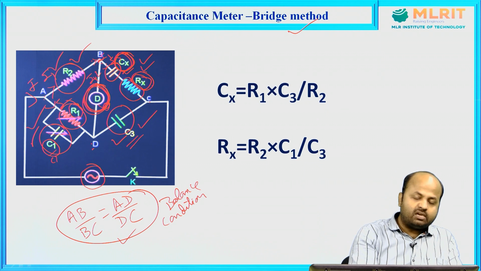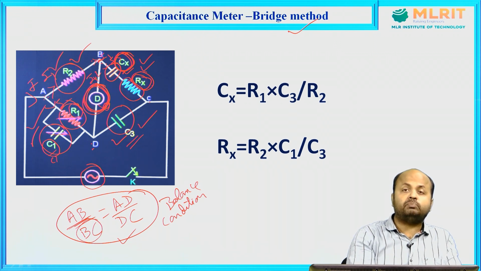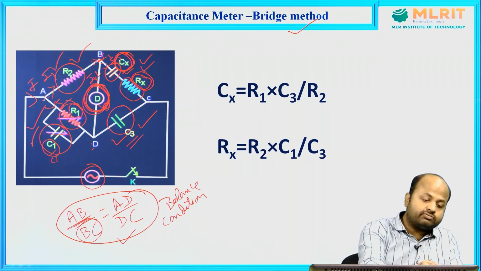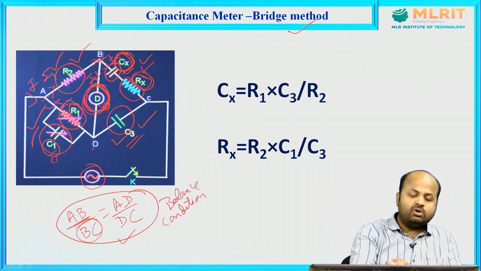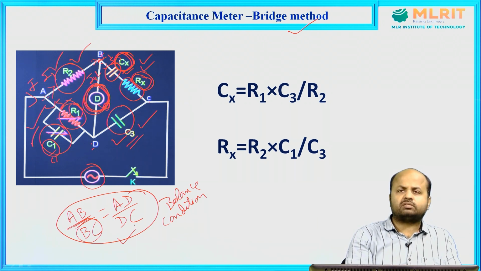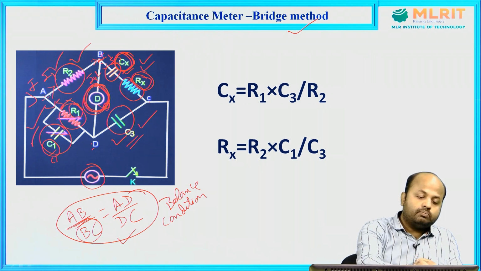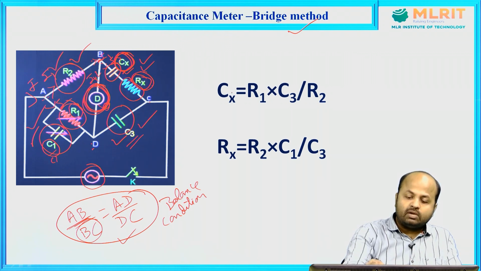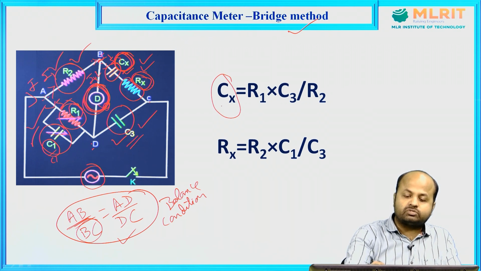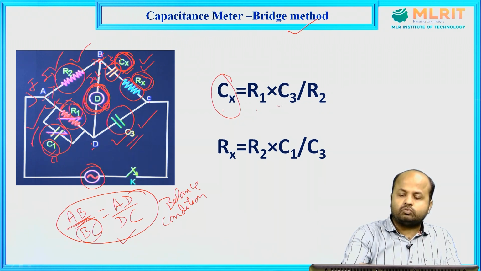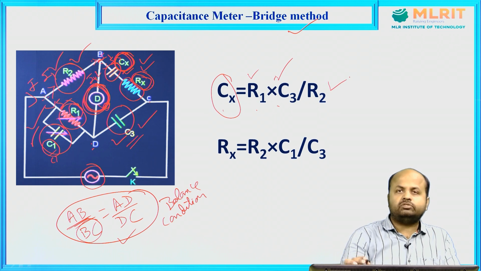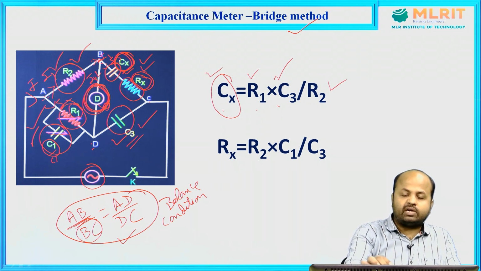So in balance condition, the impedance value of arm AB divided by the impedance value of arm BC is always equal to the impedance value of arm AD upon arm DC. This is called balance condition. If you apply the balance condition, we finally get one equation: Cx equals R1 into C3 divided by R2. We already said that R1 is known, C3 is also known, R2 is known. So in this way we can find Cx.